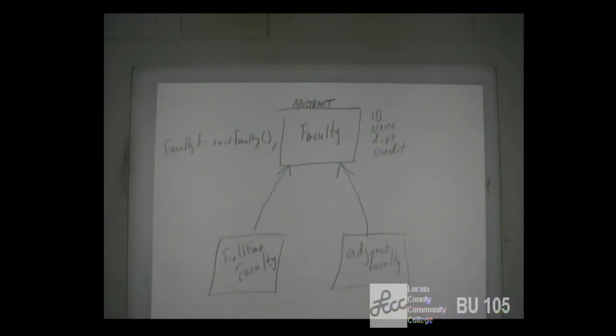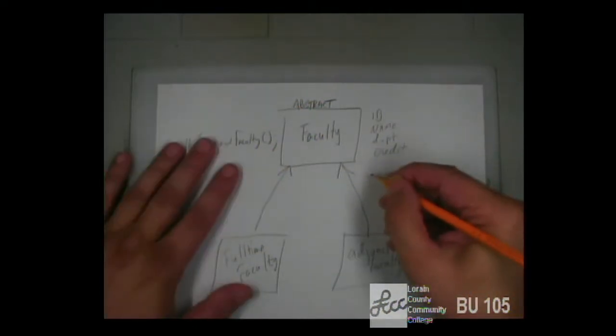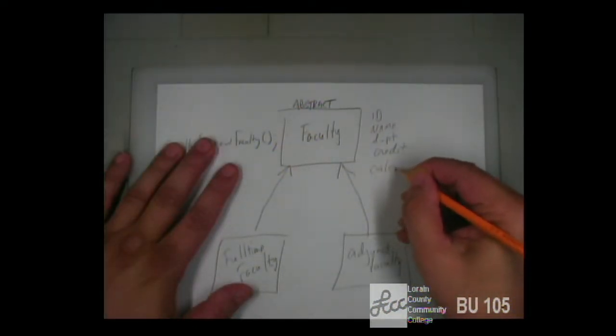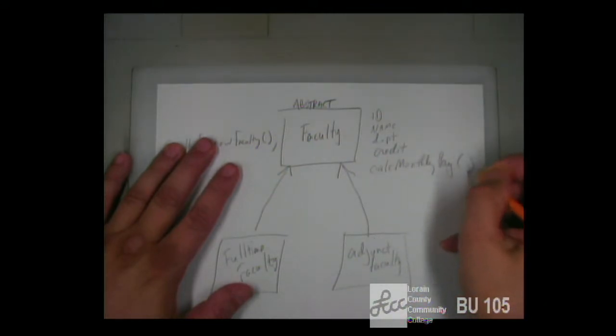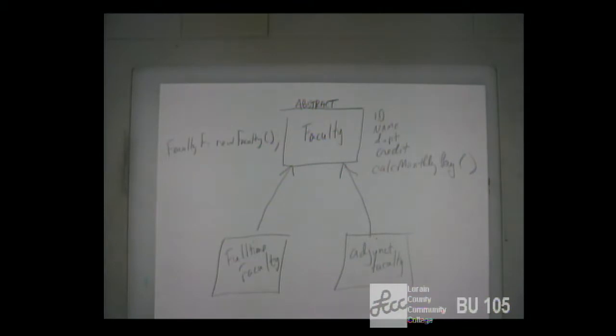It's abstract because for a generic faculty, there is no formula. There is no default formula that this is how faculty's monthly salary is calculated. There's no such thing as a generic faculty member, and this is how their salaries are calculated for the month. There are part-time and adjuncts. All right? And we said that part-time or full-time faculty, in addition to this, they have a rank, which can be 1, 2, or 3.